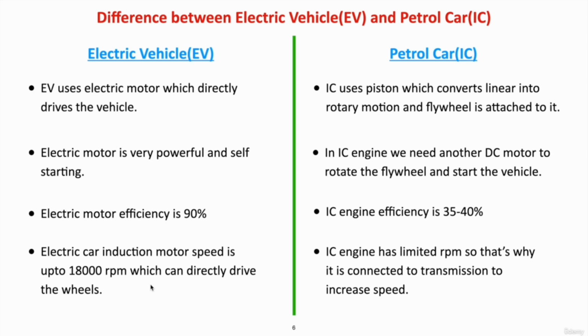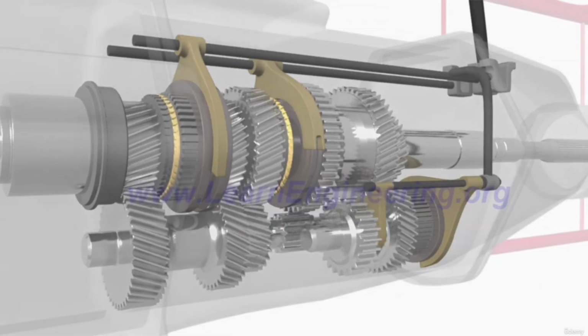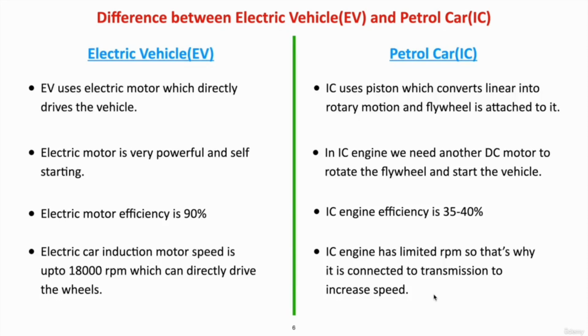Electric car induction motor speed is up to 18,000 rpm, which can directly drive the wheels, whereas in IC engine we have limited rpm, so it is connected to transmission or gears to increase the speed. So here also we have some loss of energy in the transmission of power or torque, so the efficiency is less. Whereas here we don't have any transmission, we don't have any gears, we directly drive the wheels from the motor, so efficiency is much higher.